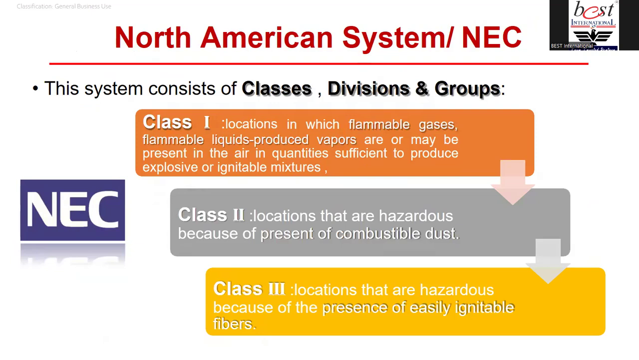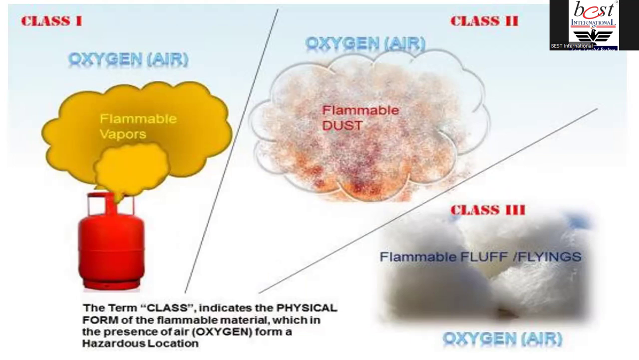So understand the classes as per NEC, the North American system: classes, divisions and groups. Because this understanding of classes and groups is important, accordingly you plan everything. If you want to buy any equipment or material for zone 0, 1 or 2 or 20, 21 or 22, you can see how these classes help us. Accordingly, you can tell your supplier, prepare a detailed TDS or BOQ, and send a PO to your supplier. Accordingly, he will provide you zone-based qualified explosion-proof or fireproof materials.